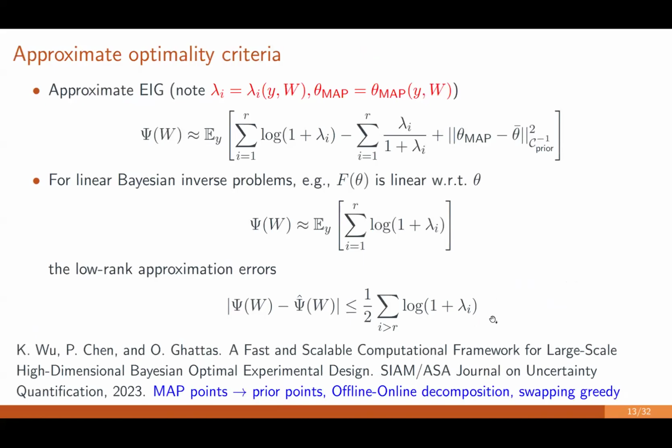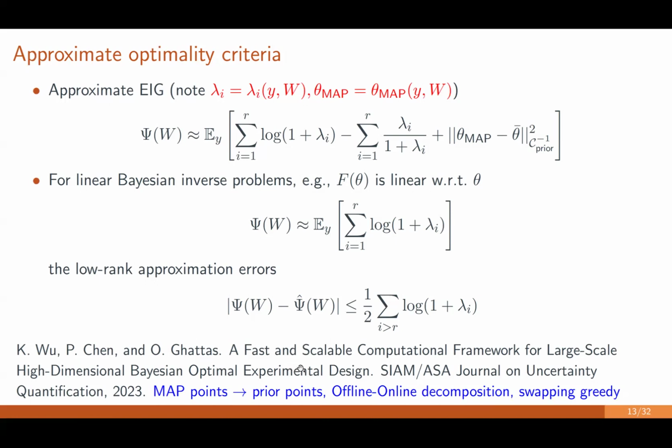But in the nonlinear problems, we also have this MAP point involved. For each of the y and w, we have to compute one MAP point. That becomes quite expensive actually. And for each of the y and w, we also need to evaluate the eigenvalues. Essentially, we need to solve this eigenvalue problem.